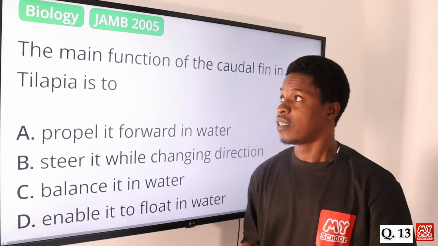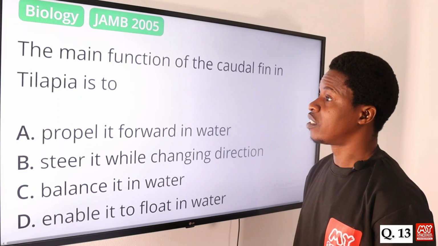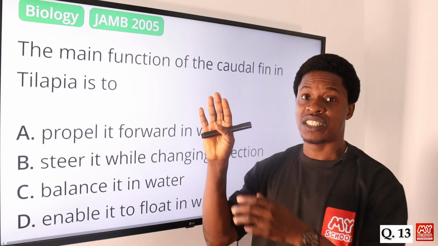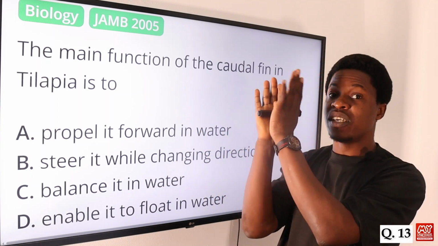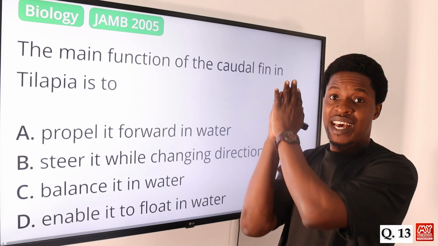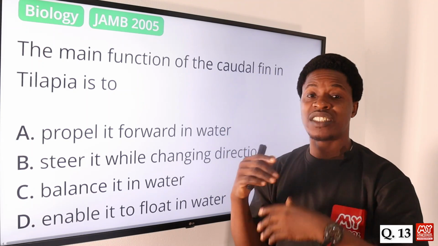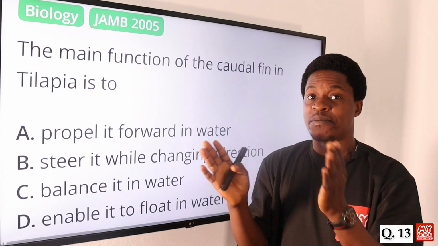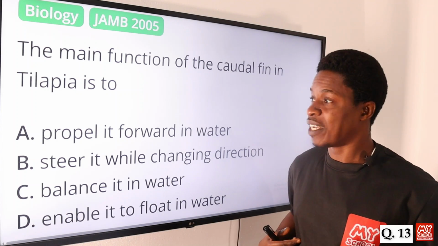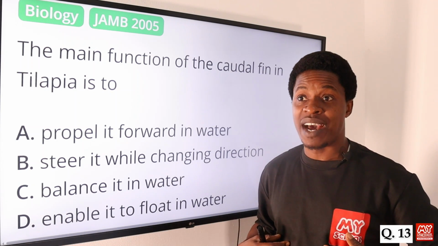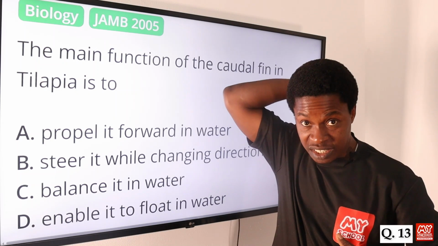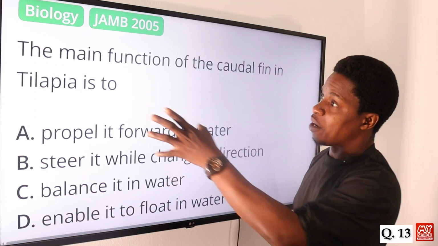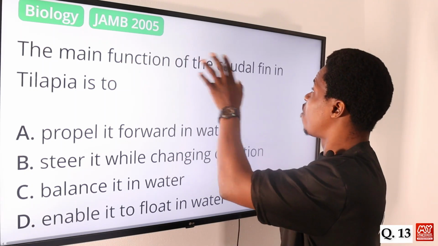Question number 13. The main function of the caudal fin in tilapia is to what? When we talk about the caudal fin, it is just behind, okay, the tail. We also call it the tail fin, at the tail of it. When you see the tilapia, what it does is to help it propel forward when it wants to swim, okay. Don't forget we have the pectoral, we have the pelvic, we have the dorsal at the back of it, okay, then we have those ones by the side also. It's talking about the main function of the caudal fin.